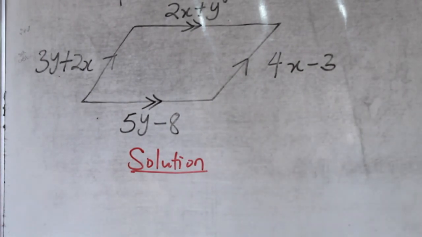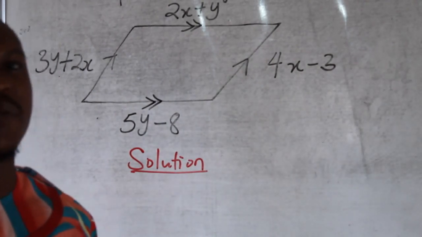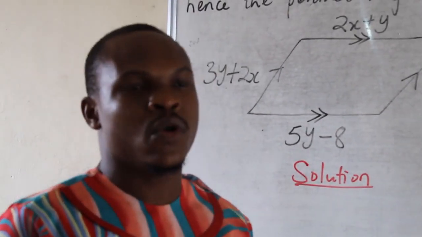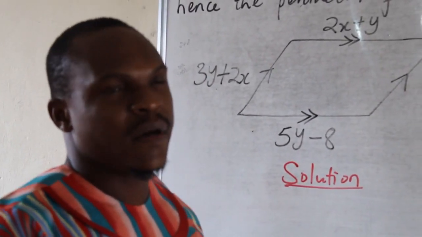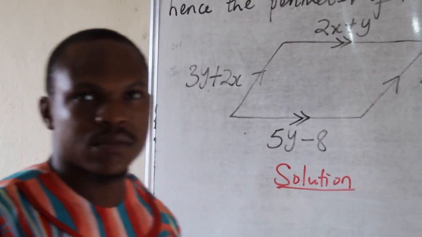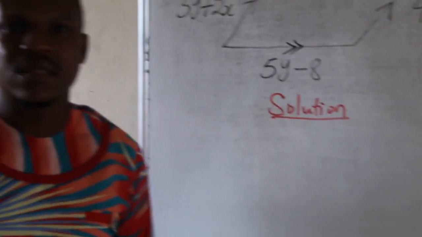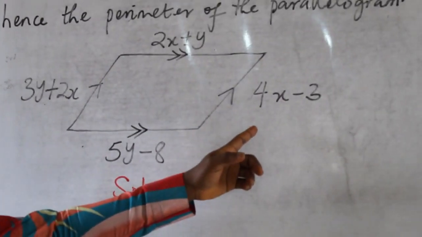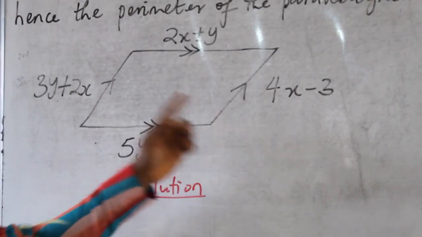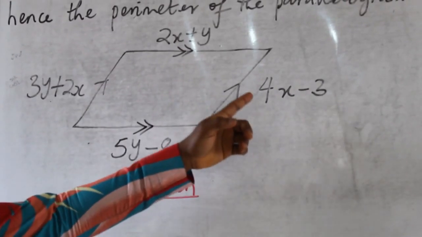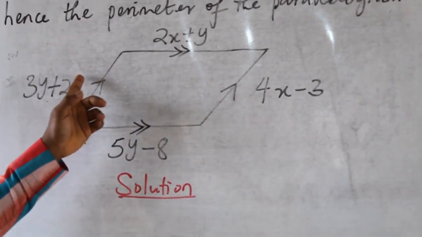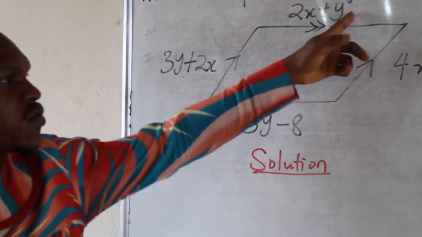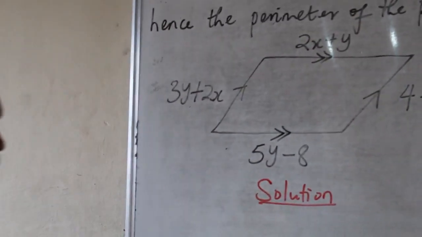Now we must remember that there are different properties of parallelograms. Well, for now in this question we need just one property to be able to solve it. The property we need tells us that the opposite sides of a parallelogram are equal. It means that this side is equal to this side. The length of this side is also equal to the length of this side. So I'll quickly put that down.